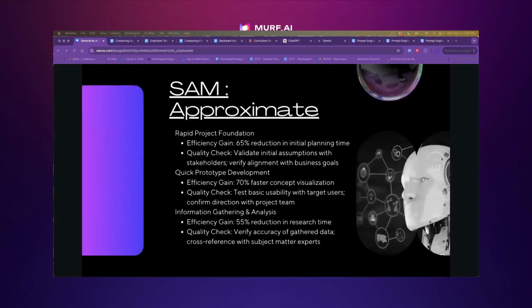So in the approximation area, AI accelerates our project foundation by 65%. We get faster prototyping, faster streamlining of information. And then again, each step here, we have some quality checks.